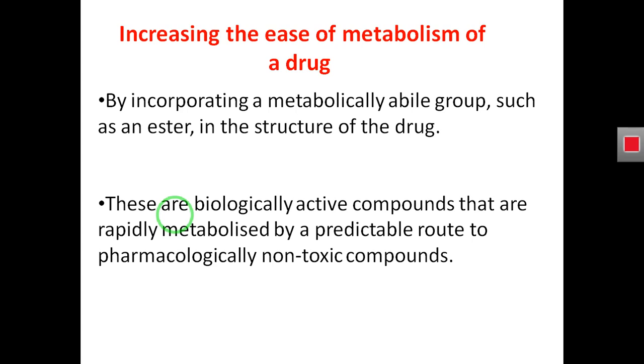This means that by using the second approach, we can take all those drugs that are not easily metabolized and convert them into a metabolically unstable form. If we add an ester group to a drug, it will be easily metabolized in the liver. So these are biologically active compounds that are rapidly metabolized by a predictable route to pharmacologically non-toxic compounds.